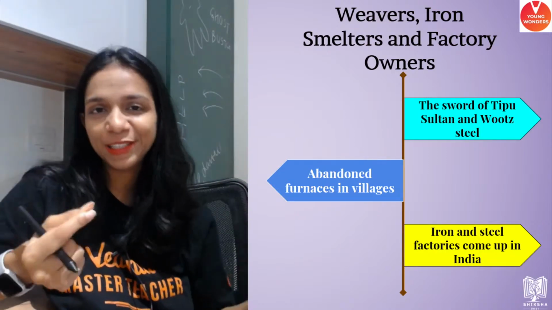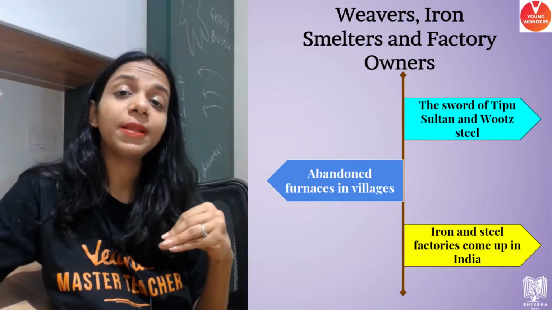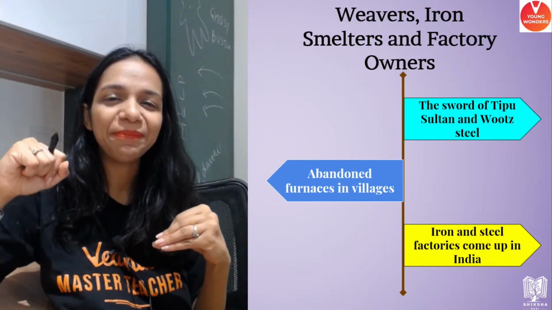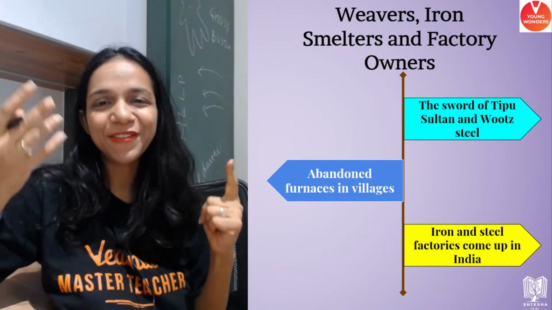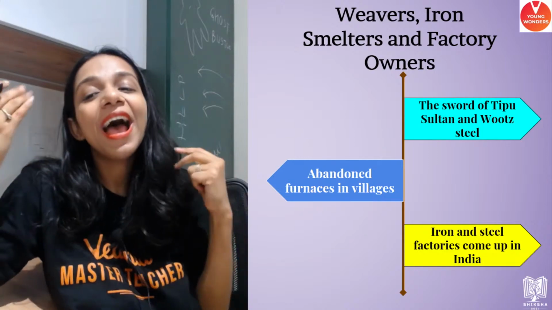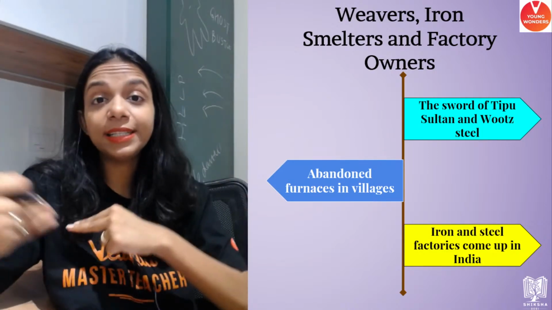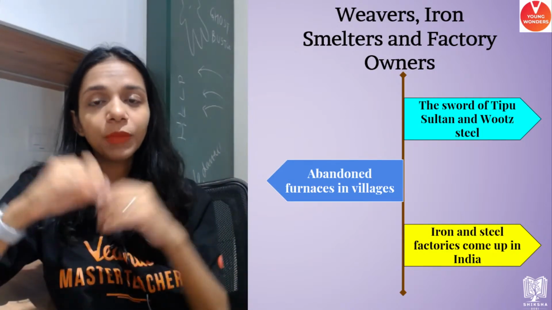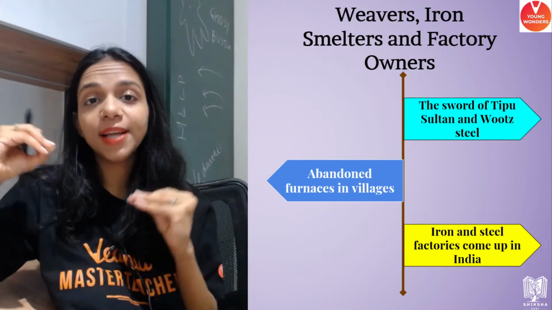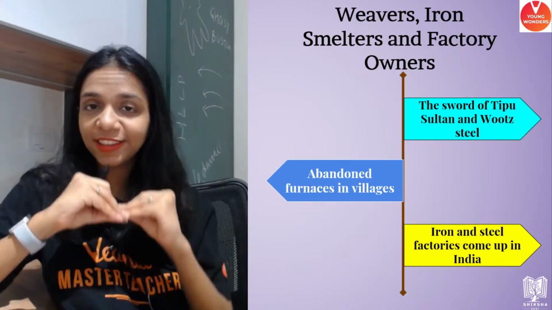Who are the iron smelters? What happened to them when the Britishers came to India? What do you think happened? Bhala hua ya bura hua? Of course, you know the answer to that. And finally, how iron and steel industries came up in India. ये वाला part of the story आज हम करेंगे and we are going to complete this chapter.